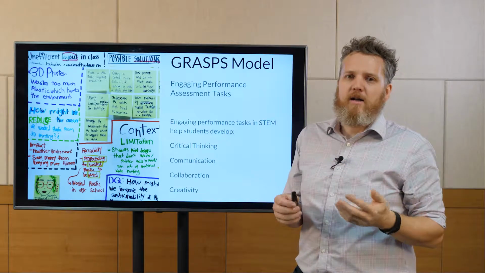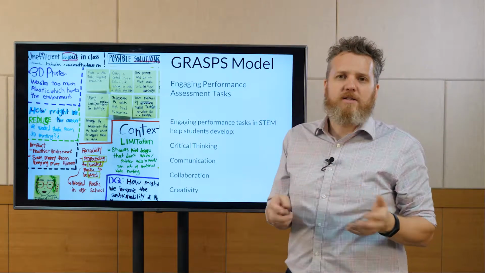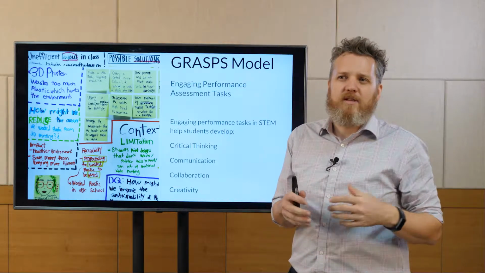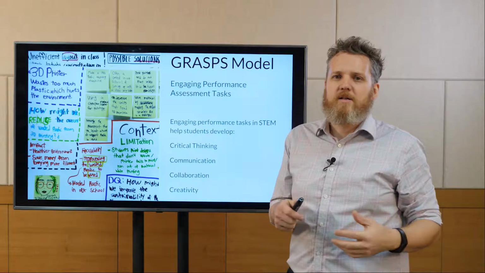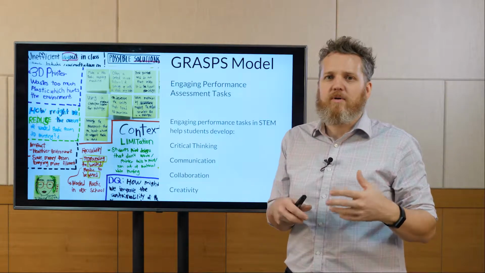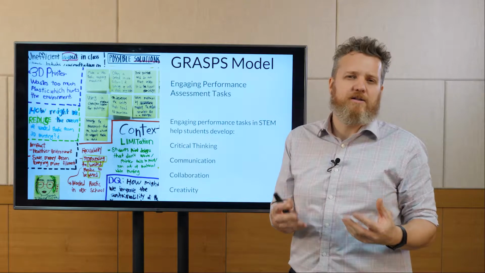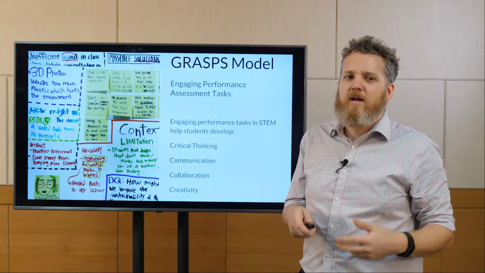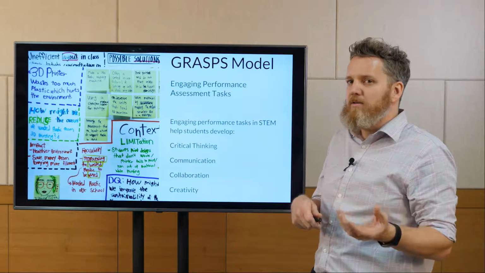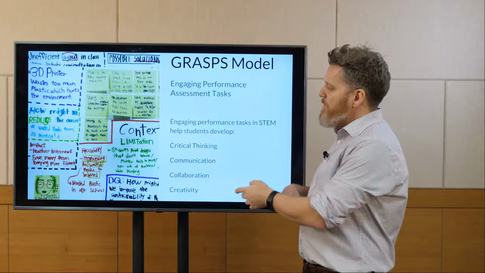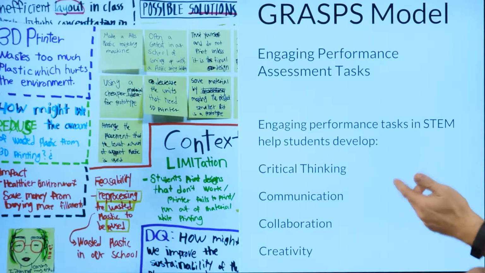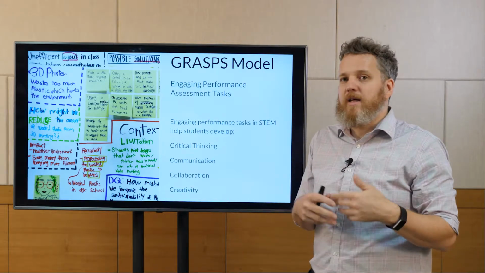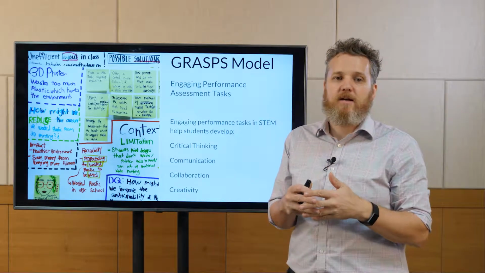Like I said, in my discipline, the projects often take between 9, 12, sometimes even 16 weeks. They're very, very complex with many parts. So it's really important for the teacher and the students to have a clear understanding of what the context is, why they're doing this project, and so on. We use this model called GRASPS because it really highlights critical thinking, communication, collaboration, and creativity. And you'll see in a moment how all those pieces come together.